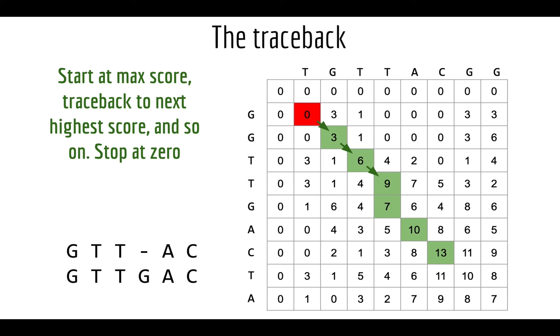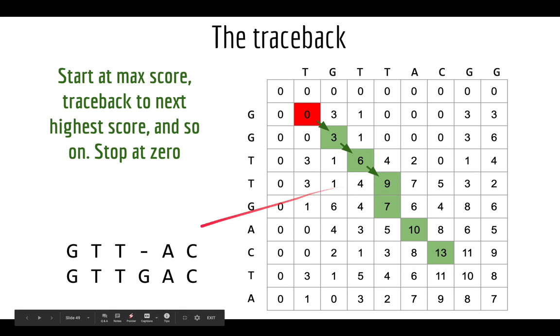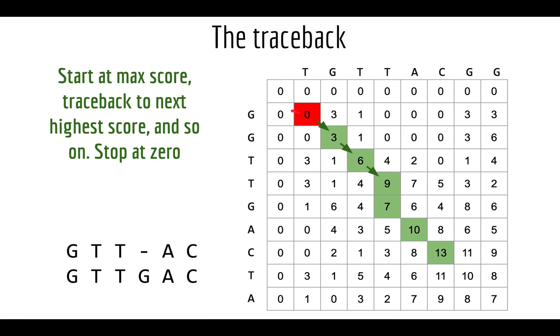This would be a mismatch. But going from here to here led to a match, which led to the 0 to 3 change. But this is still on diagonal, so that would be a mismatch. But you cannot start or end on a mismatch, and that's reflected in the fact that the score drops to 0. So that tells the algorithm, nope, don't include.